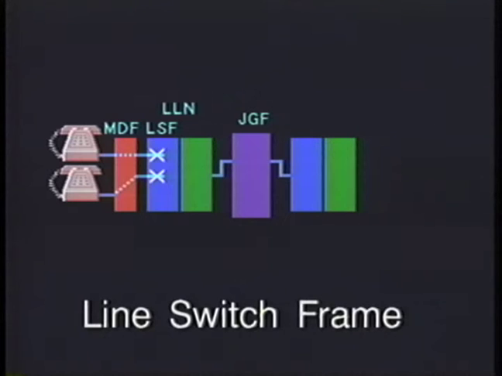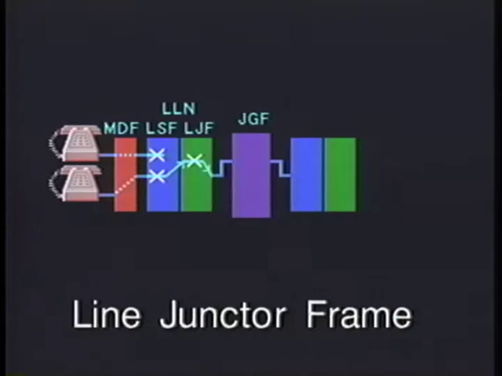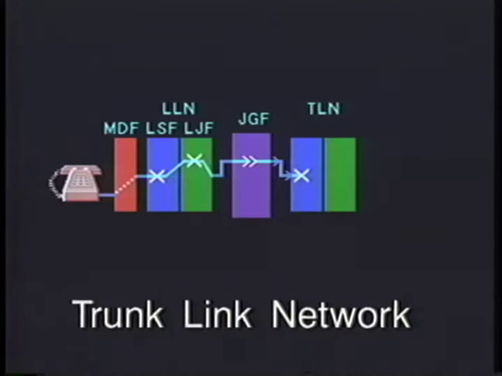In the line switch frame, or LSF, the lines are monitored and terminated. These lines are then connected to the junctor grouping frame through the line junctor frame, or LJF. Through the junctor grouping frame, the line can then be connected with other peripheral equipment, such as the trunk link network, or TLN.